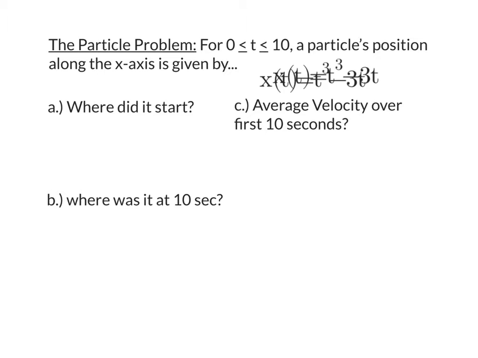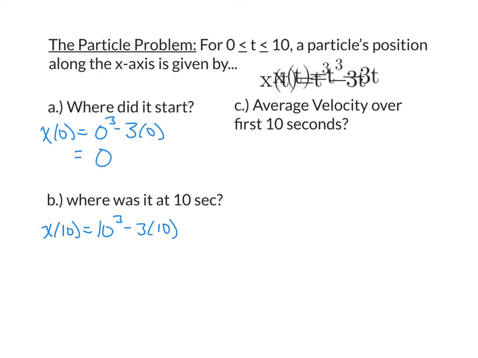And so its starting time would be 0 seconds, and if you find x of 0, we just plug 0 in. And we see its position is 0, so at the origin. Where was it at 10 seconds? Well, that's finding x of 10. So we plug that in, 10 cubed minus 3 times 10. So that'd be 1,000 minus 30, or 970 units.